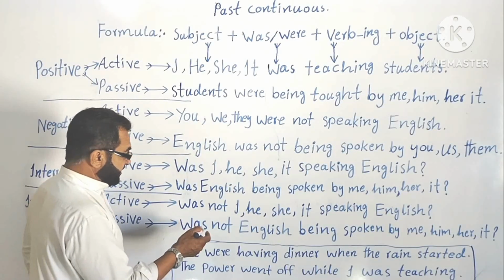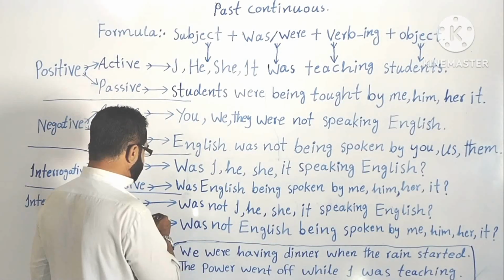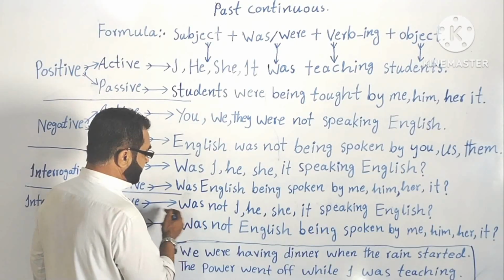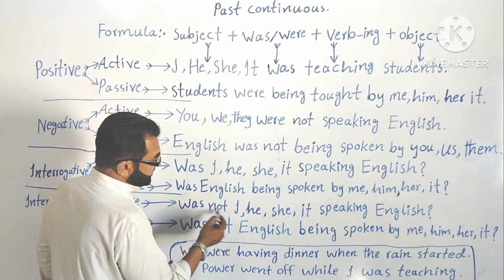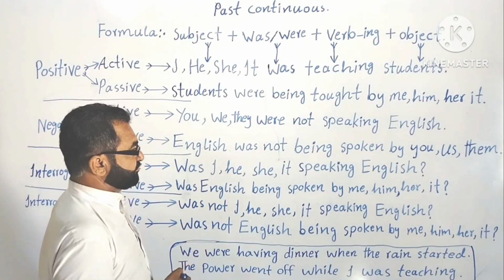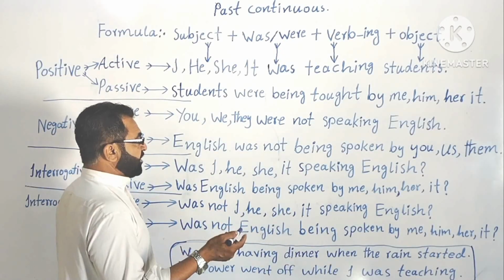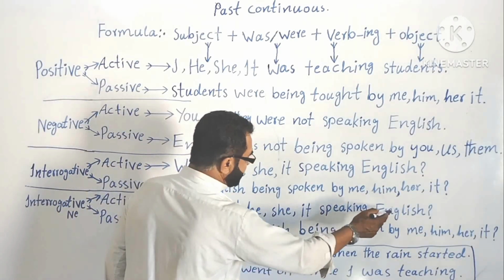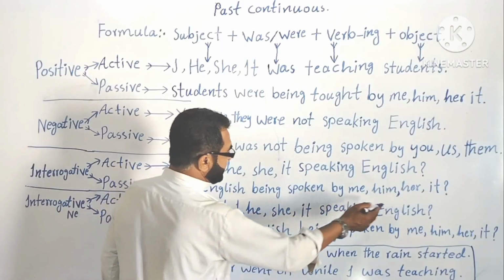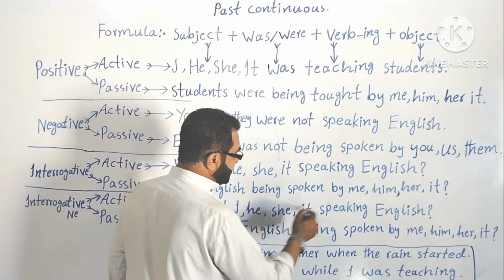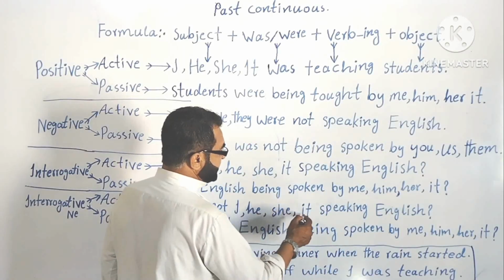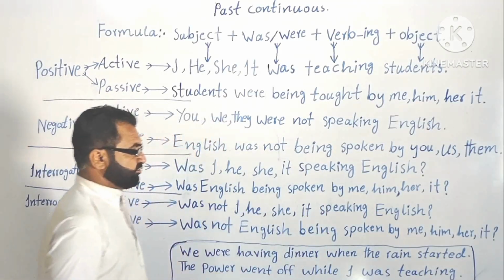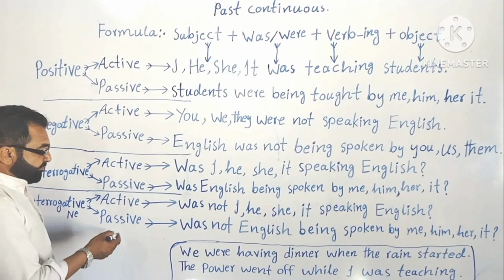Now, let's read the example of interrogative negative. Look at the positive active voice. Was not, as I said before, we are not used to saying was not. If you allow me, I should say wasn't. Okay, wasn't I speaking English? Wasn't he speaking English? Wasn't she speaking English? Wasn't it speaking English? Wasn't Ali speaking English? Understood? Now let's go to the passive voice.